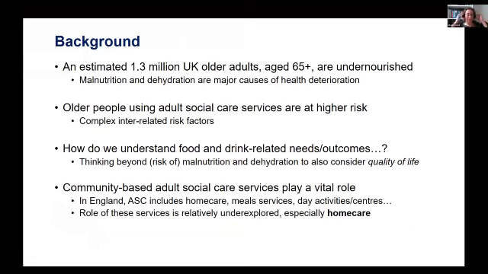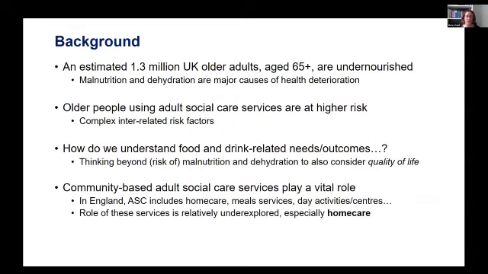A lot of this will probably be known to the people who are here. It was great to see the range of different interests, and you can probably tell from the research team that we're also coming from quite different backgrounds. This topic has lots of different people interested in it, for a really important reason. The statistics are quite stark: around 1.3 million older adults in the UK are undernourished, and malnutrition and dehydration are major causes of health deterioration. This can lead to people going into residential care, into hospitals. It can cause health problems and a whole range of other things.